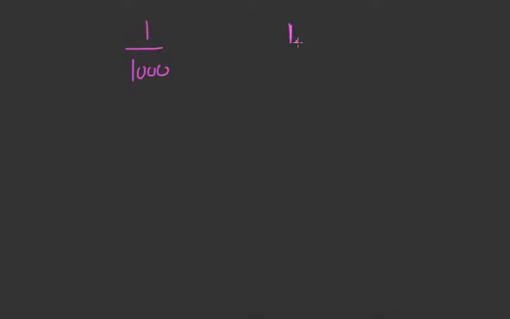And then what you do is you look at how many zeros are in the number in the denominator. So this is 1,000. 1,000 has 3 zeros, and therefore you move the decimal 3 positions to the left, like that, and then you put the zeros in.